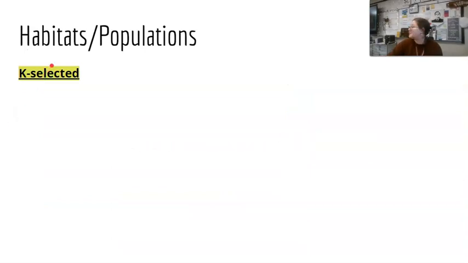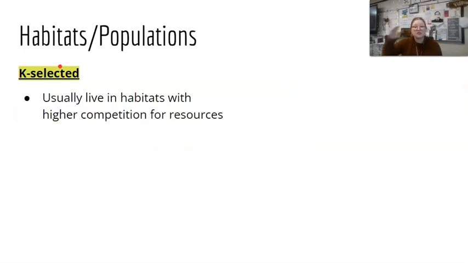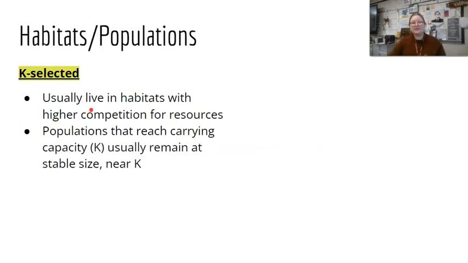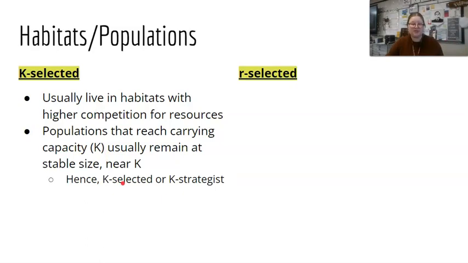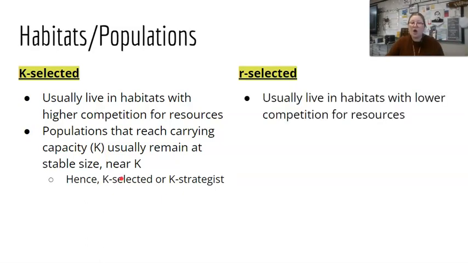Let's compare habitats and populations with the two. K-selected species tend to live in habitats with higher competition for resources. Populations that reach carrying capacity is signified as K. We will get into that in a later lesson, but K is carrying capacity. K-selected species tend to remain at a stable size near carrying capacity, which is why they are called K-selected or K-strategists, as they're living at carrying capacity.